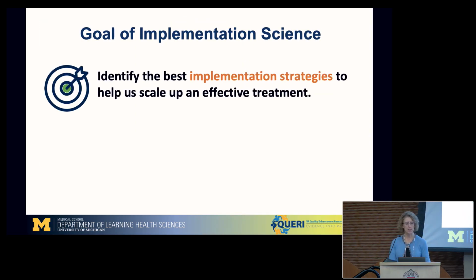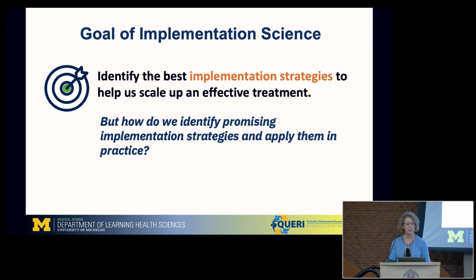So the goal of implementation science is to identify the best implementation strategies to help us scale up an effective treatment. But how do we identify promising implementation strategies and apply them into practice? And what does it actually mean? This is where you, as an effectiveness researcher, or in my case, when I was doing this 20 years ago, clinical trials, where I had a study coordinator or a research assistant deliver the treatment to different patient groups, I was going to lose control, meaning that I was going to rely on existing providers to deliver the treatment, not someone I employed on my study team.